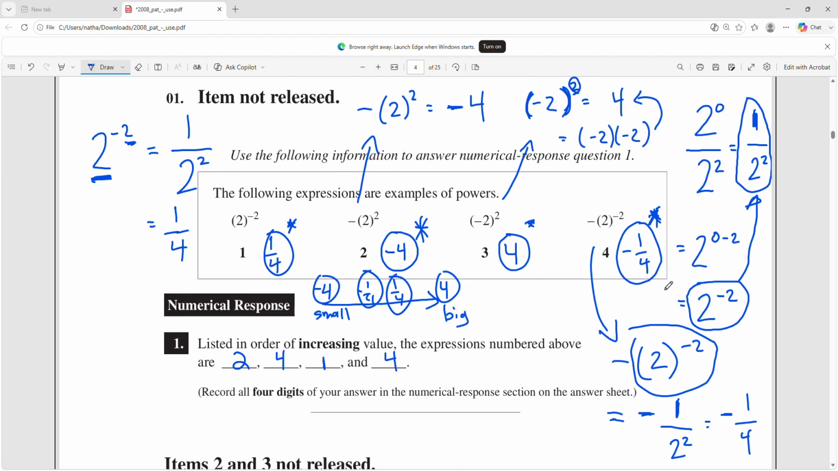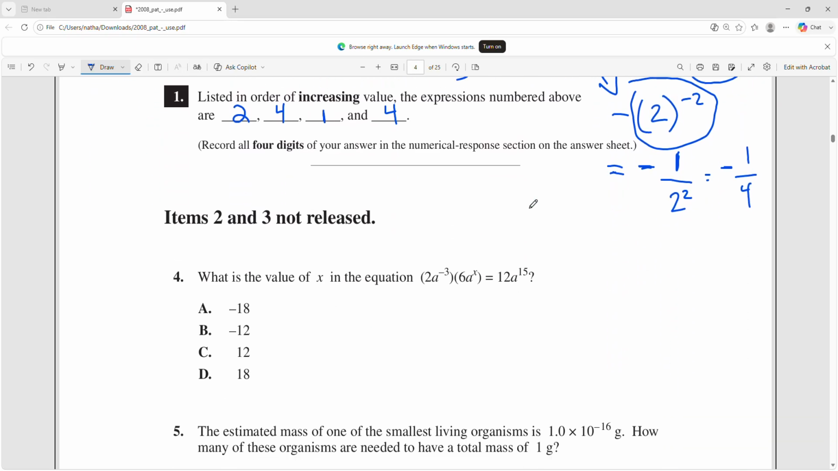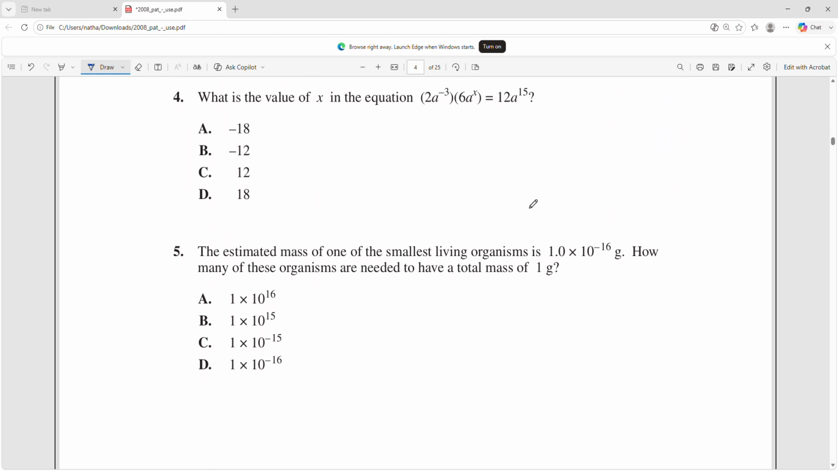Okay, oh, I see. So that was numeric response. I see. They meant item number 1, multiple choice, was not released. So maybe they used it again on the following year. Same with 2 and 3, multiple choice. Okay, so we're going to question 4.